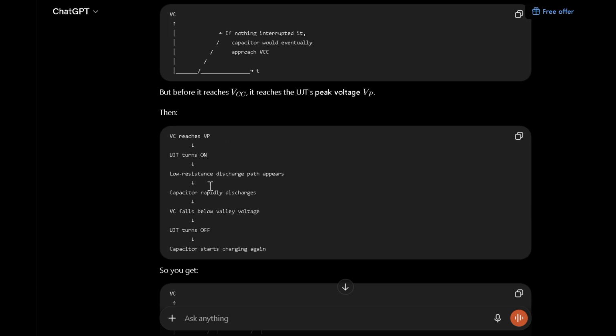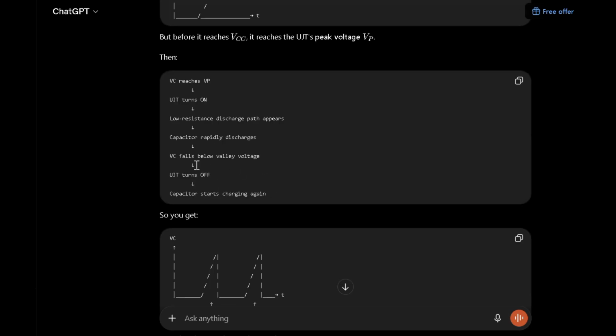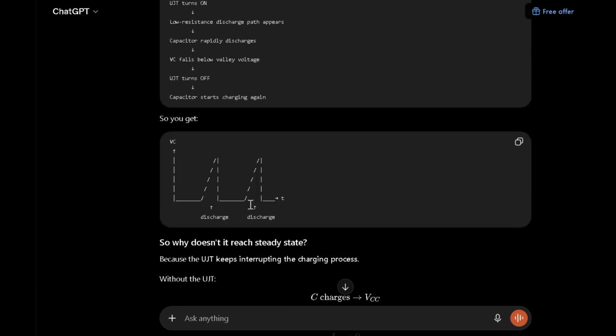Then the UJT turns on and a low resistance discharge path occurs. The capacitor rapidly discharges to the valley point. The UJT turns off and the capacitor starts charging again. This creates a cycle.